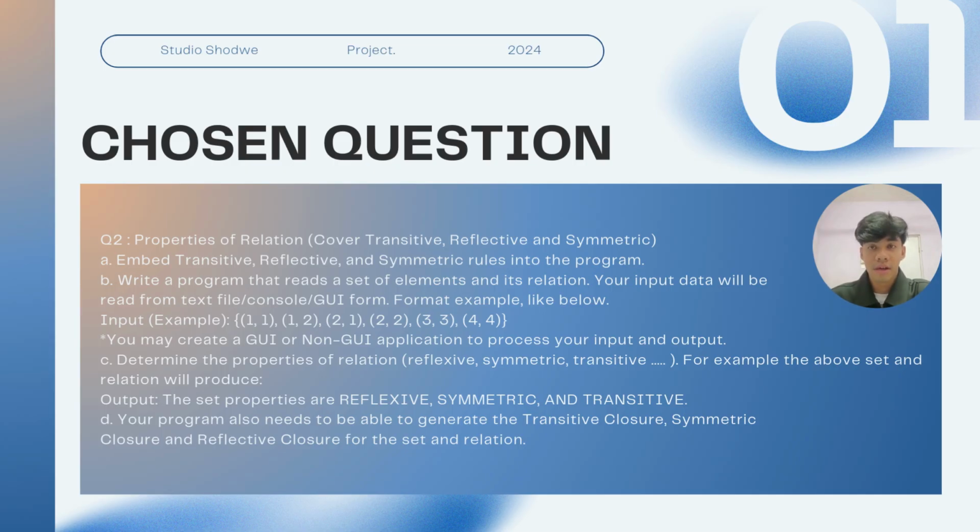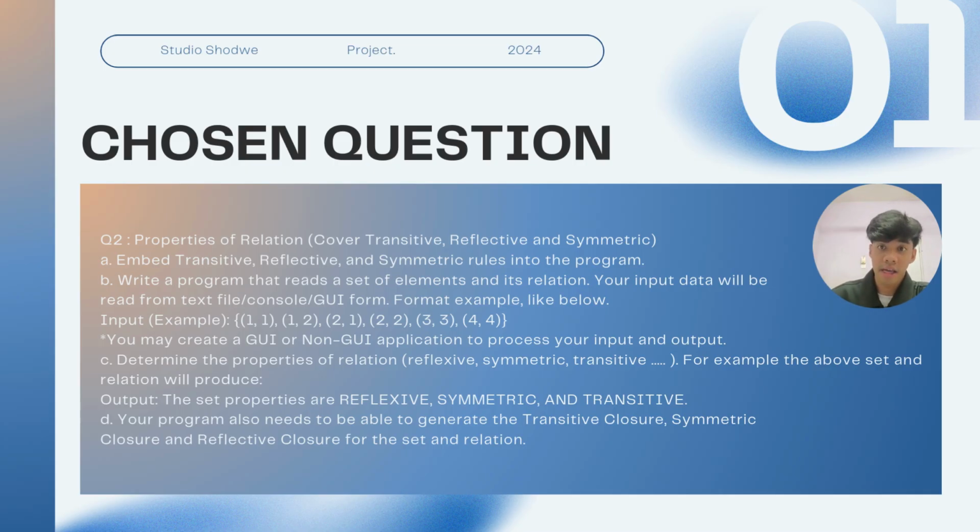For our group project, we selected question 2, which is focused on the properties of relations. This question covers 3 main properties in discrete structure, which are reflexive, symmetric, and transitive relation. The first requirement is to embed the rule of reflexive, symmetry, and transitive relation into our program.